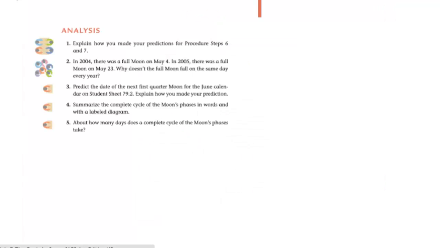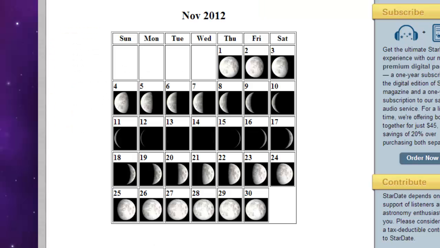Summarize the complete cycle of the moon's phases in words and with a labeled diagram. This is a lot easier than it sounds. This is a lunar cycle. It's a 30-day lunar cycle. We want to simplify this. We don't need to have 15 different crescent pictures and 15 different gibbous pictures. Let's just pick out the main phases. So basically what I want you to do there is draw a cycle. It starts with either a new moon or a full moon, goes through each of the phase types and comes back. And that takes care of number 4.